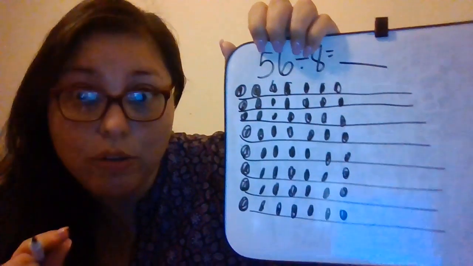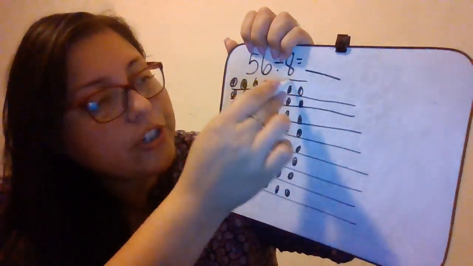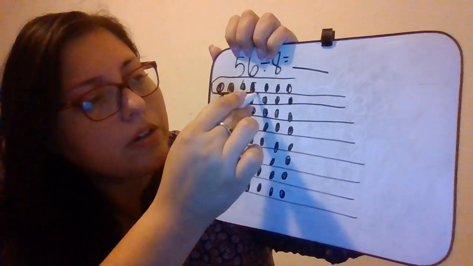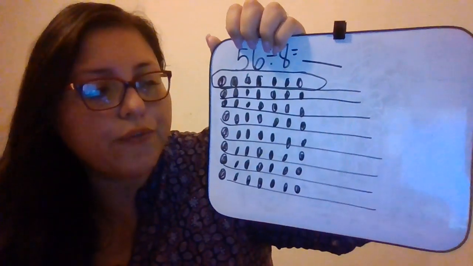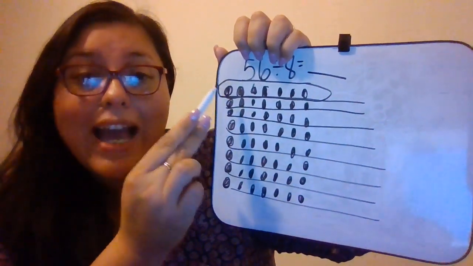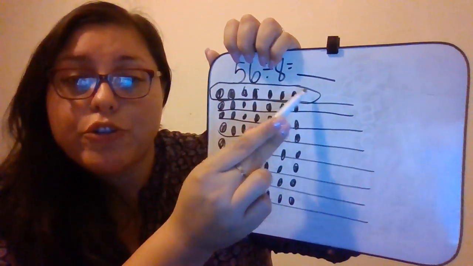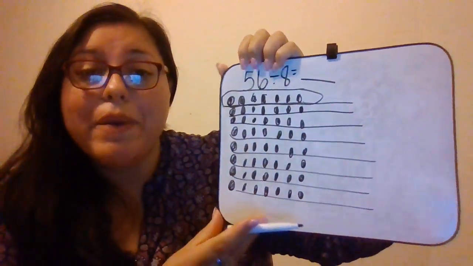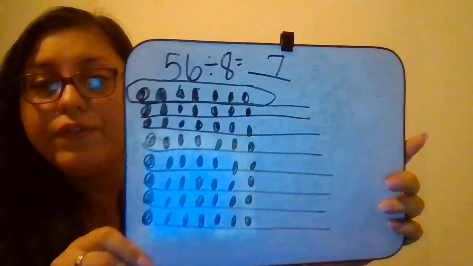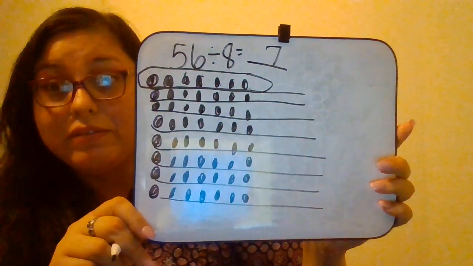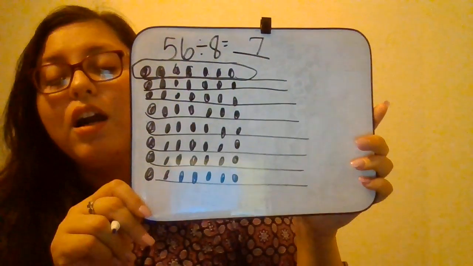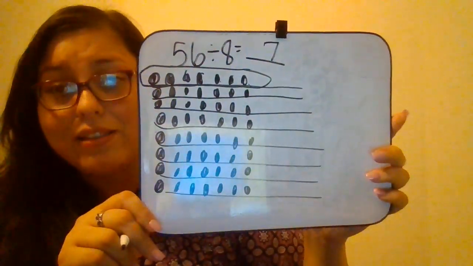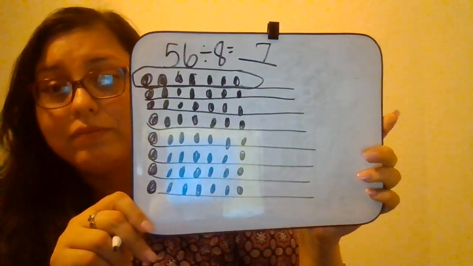56. So now to find the answer, I circle the first row, and I count how many counters are in my first row. 1, 2, 3, 4, 5, 6, 7. So my answer is 7. 56 divided by 8 equals 7. This is the array, doing arrays. This is how you can find your answer. Let me show you the next way you can do it.